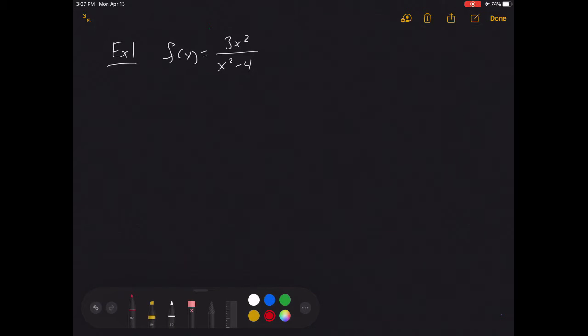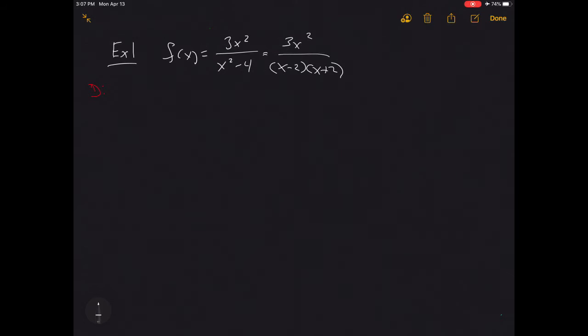So we know we need to find the domain. In order to find the domain, I'm going to go ahead and factor our denominator because it does factor. The numerator does not factor. The denominator is going to be x minus 2, x plus 2, which means the two values that I have to eliminate from my domain are x equals plus and minus 2. So x cannot equal plus or minus 2.